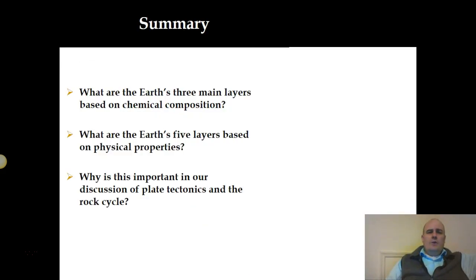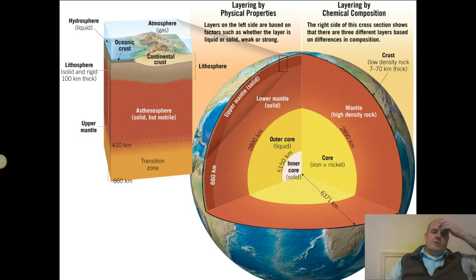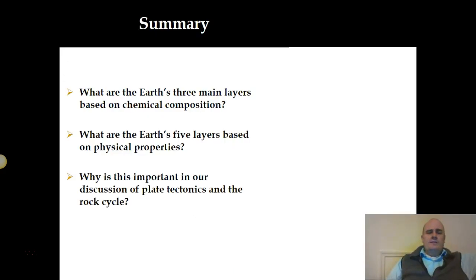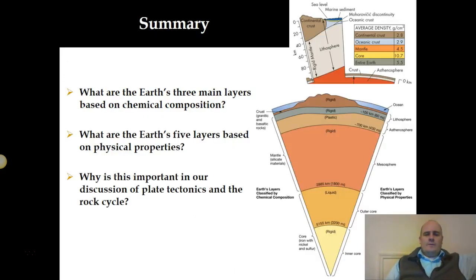Okay, so I'm going to skip these other materials, so you can look at it in the slides if you want to in a little bit more detail. But just as a summary, the Earth's three main layers based on chemical composition is the crust, the mantle, and the core. And the 5 layers based off of physical properties is the lithosphere, the asthenosphere, mesosphere, outer core, and inner core.